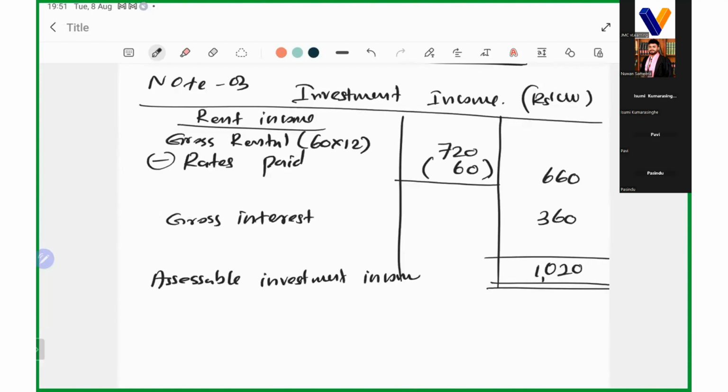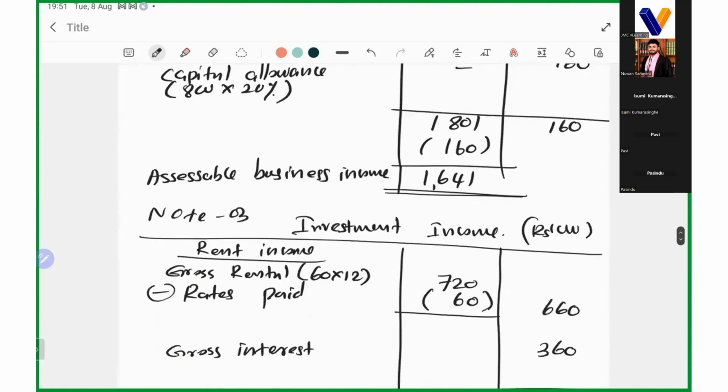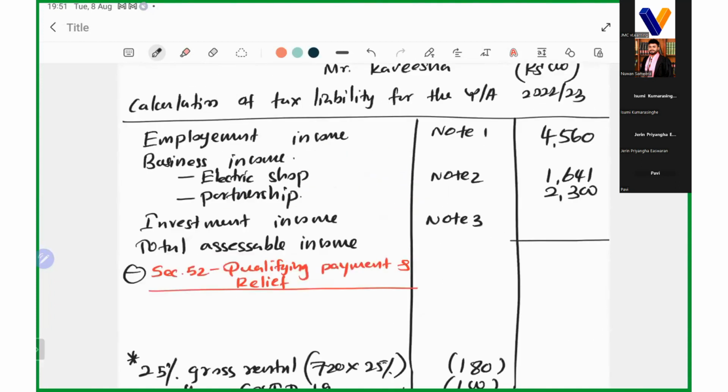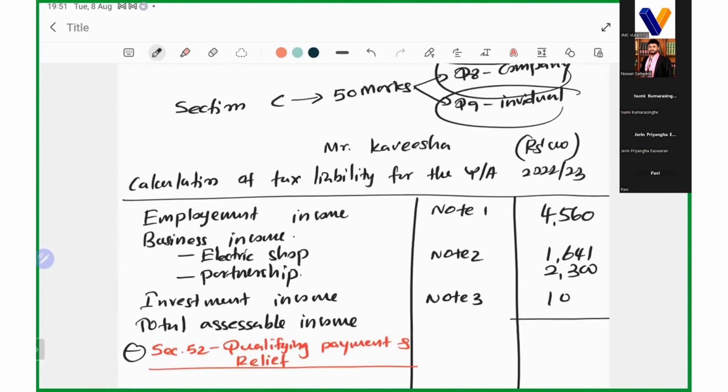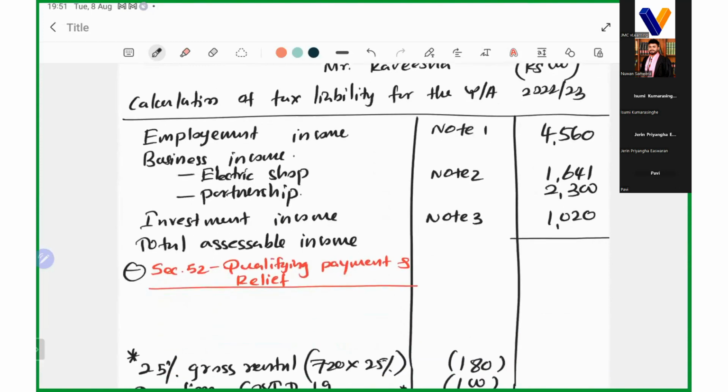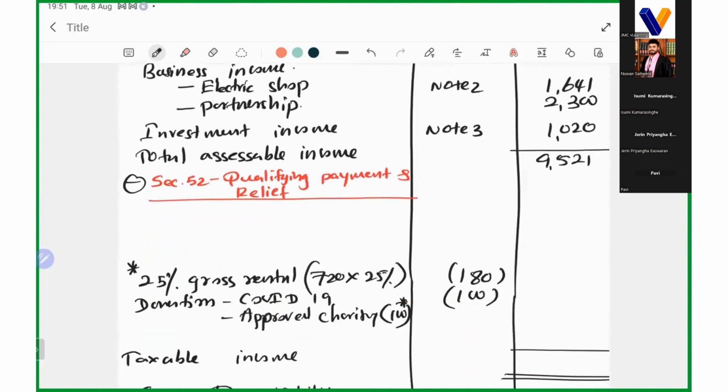Is that 1020? Yes, sir. That 1020 you have to add as investment income. So now you can get the assessable income, 9,521.